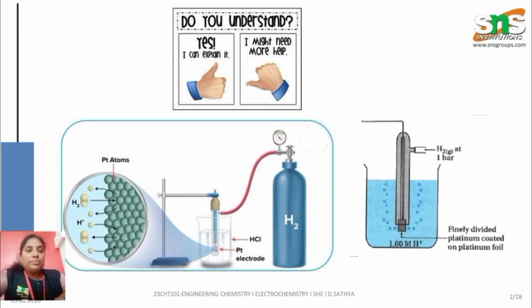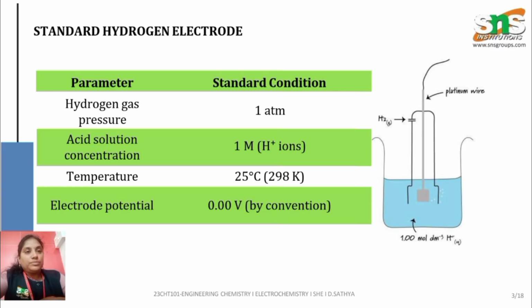So this is the basic diagram of the standard hydrogen electrode. We are using a platinum wire in the standard hydrogen electrode, and in that electrode we are filling HCl solution, and the hydrogen gas is maintained at 1 atmospheric pressure and the temperature is 25 degrees Celsius. So in this beaker, the HCl concentration is 1 molar, and hydrogen gas is at 1 atmospheric pressure. A platinum foil coated with platinum is dipped into the electrode solution.